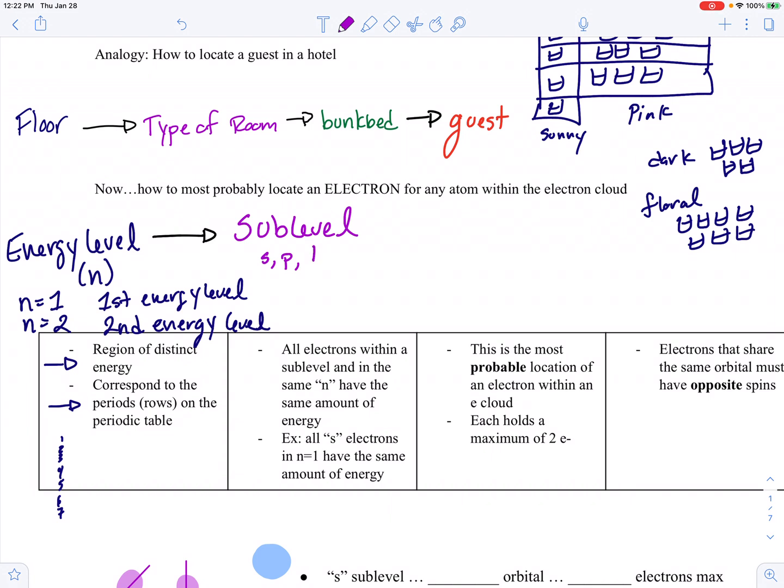There's also the dark room, or a d sublevel, that actually has 5 orbitals in it, or 5 bunk beds. And the last one is, by the time we get up to the 4th floor, there are actually 4 types of rooms. There's going to be a sunny room, a pink room, a dark room, but there's also going to be that floral room, or an f sublevel. And that f sublevel has 7 bunk beds in it, or 7 orbitals.